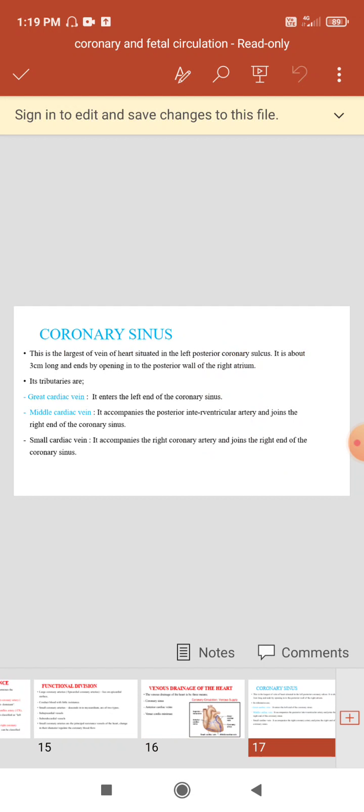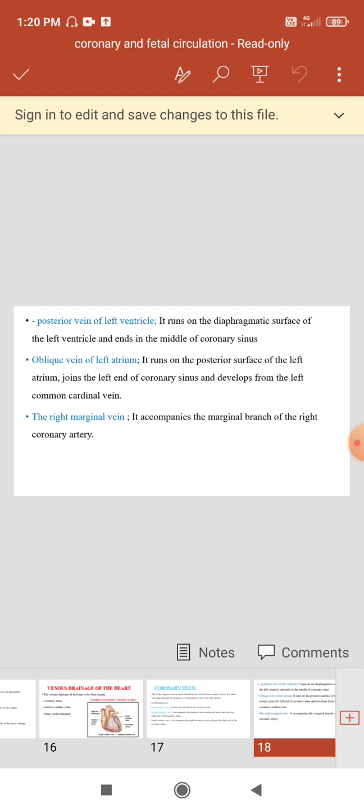The great cardiac vein enters the left end of the coronary sinus. The middle cardiac vein accompanies the posterior interventricular artery and joins the right end of the coronary sinus. The small cardiac vein accompanies the right coronary artery and joins the right end of the coronary sinus.